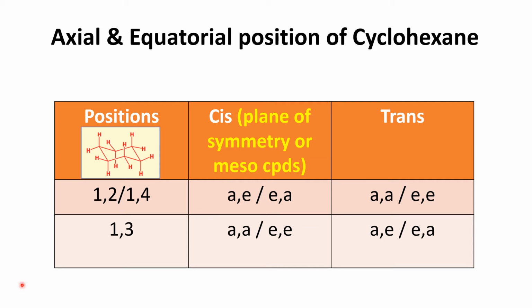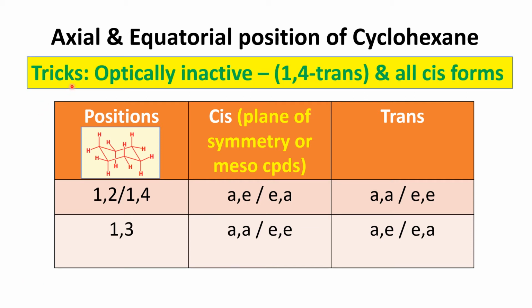The trick which you need to keep in your mind is about optical inactivity. What are all the compounds that are optically inactive? All the cis forms of 1,2, 1,3 and 1,4, as well as the 1,4 trans. These are all optically inactive compounds because they have a plane of symmetry. So we call this a meso compound also.